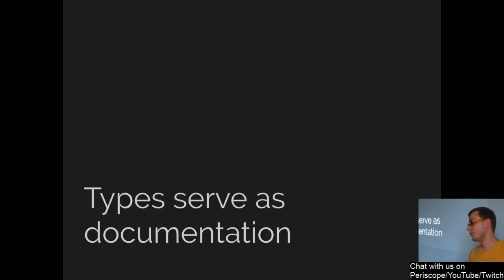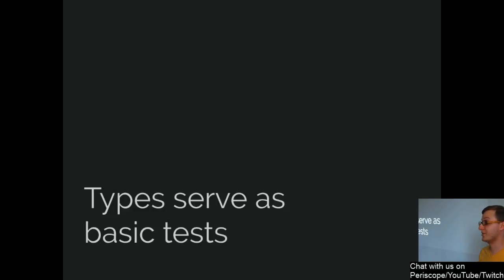Hopefully they're not the only documentation you do, but they can serve as compiler-checked documentation, right? So JSDoc or Javadoc, these are not checked by the compiler. They can diverge from the actual code underneath, whereas types cannot. Types can serve as basic tests. This is sort of a reiteration of the other point, that if you define that your function accepts only numbers and you try to give it a string, well, that's a compile time error instead of blowing up in production.